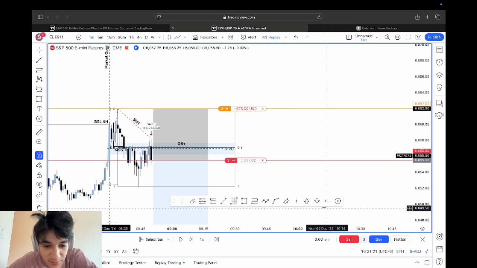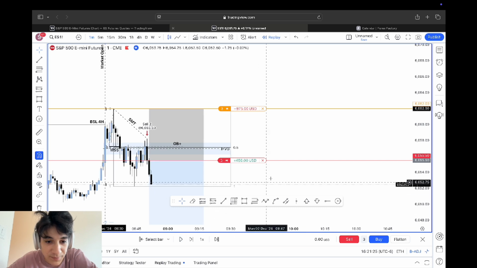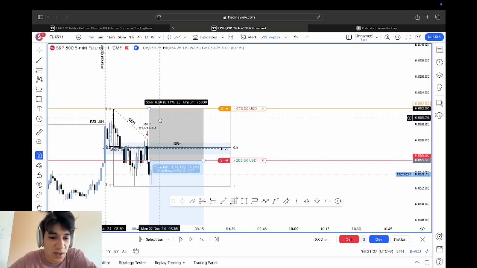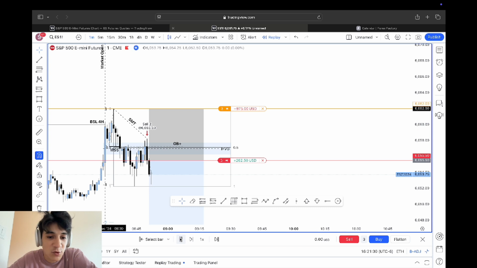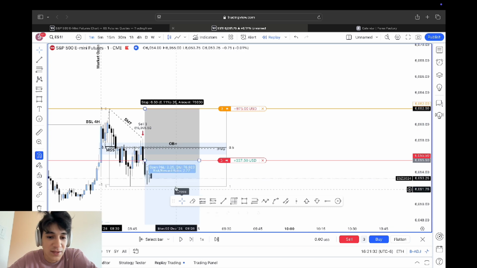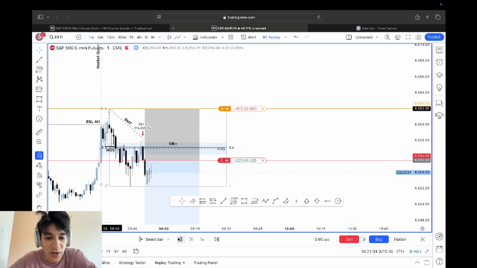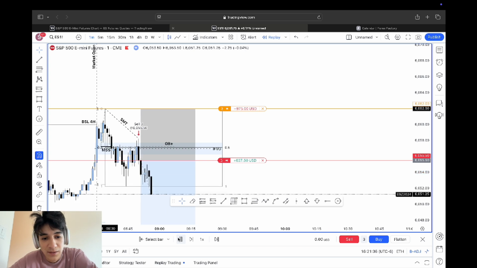Now, I'm kind of just watching price. Boom, boom. This is exactly what I want to see. I'm waiting for price to move out of this equilibrium, or this one range, and close out.